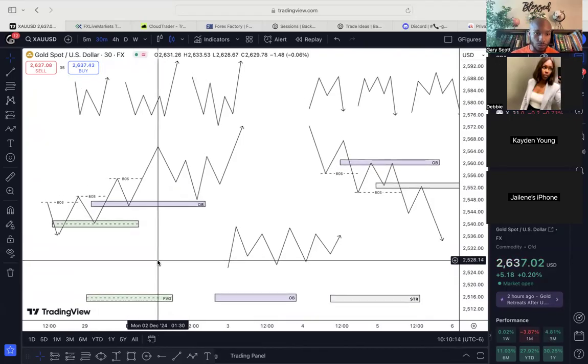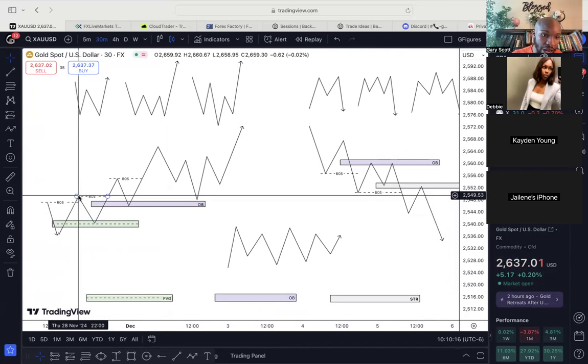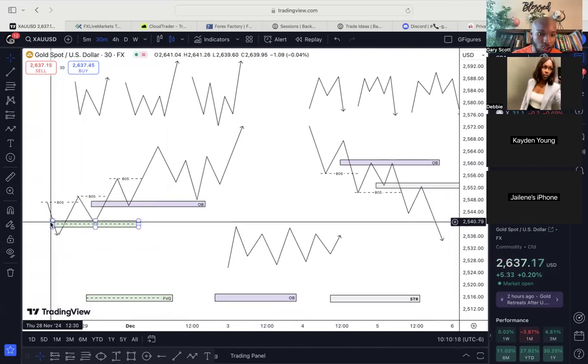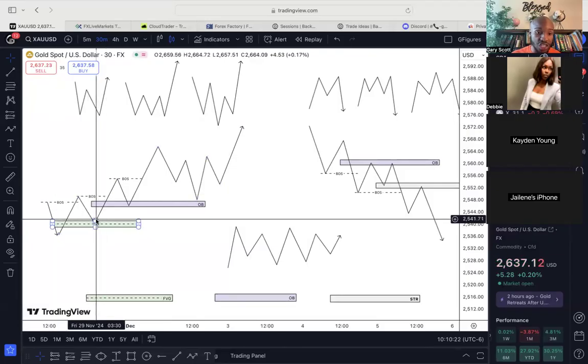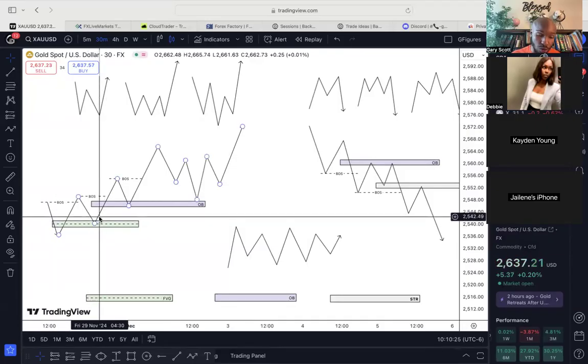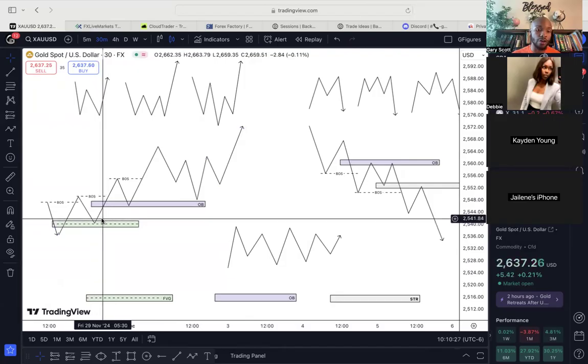So if you see price created this high, where did it pull back to? It pulled back to this fair value gap level. What do you want to see? You want to see price close bullish, with a bullish candlestick, above your area of value.